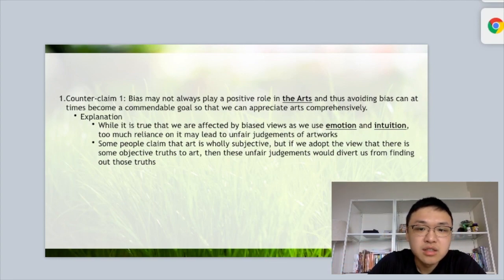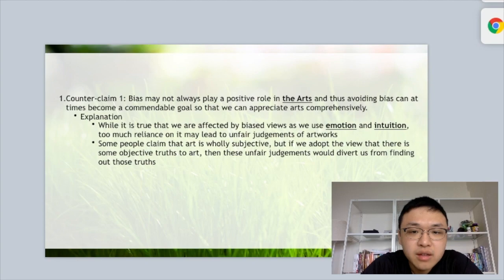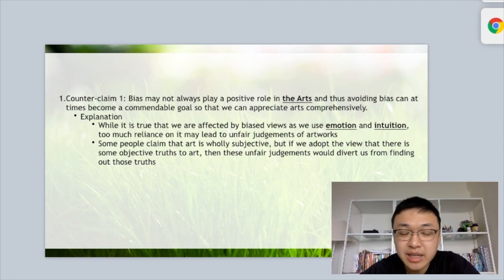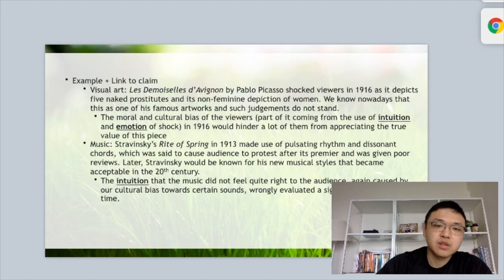Okay, so why is that? Here's how we would explain it, right? If we use emotion and intuition solely when we try to appreciate a piece of art, we can be so much affected by our biased views that we have an unfair judgment towards a piece of art, right? So removing bias can help us to have more fair judgment on art pieces, and having bias can actually prevent us from finding out these truths, right? So what are some examples?